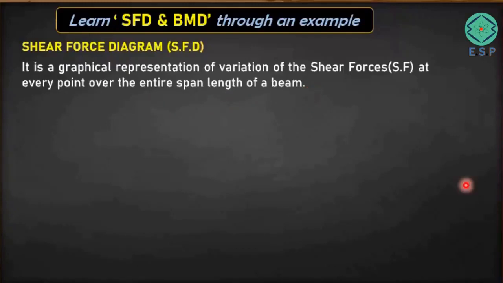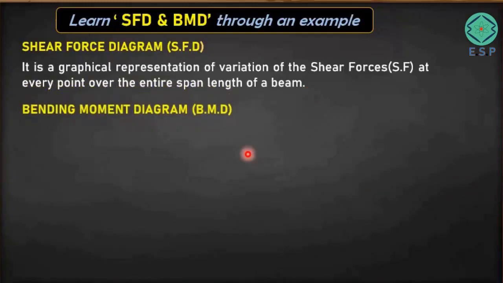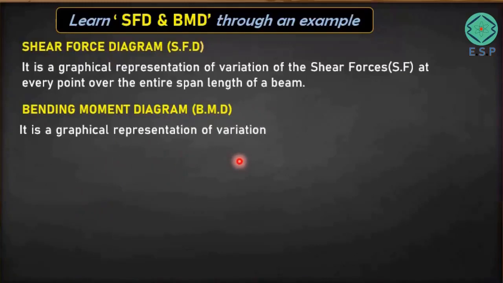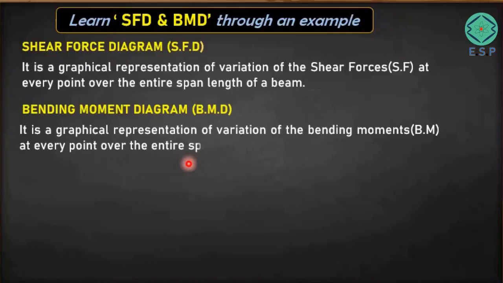Similarly, we have the bending moment diagram. The bending moment diagram is the graphical representation of the variation of the bending moments at every point over the entire span length of the beam. So we calculate shear forces and bending moments at every point over the entire span length of the beam, and we plot the graph, and that variation is called the shear force diagram and bending moment diagram.